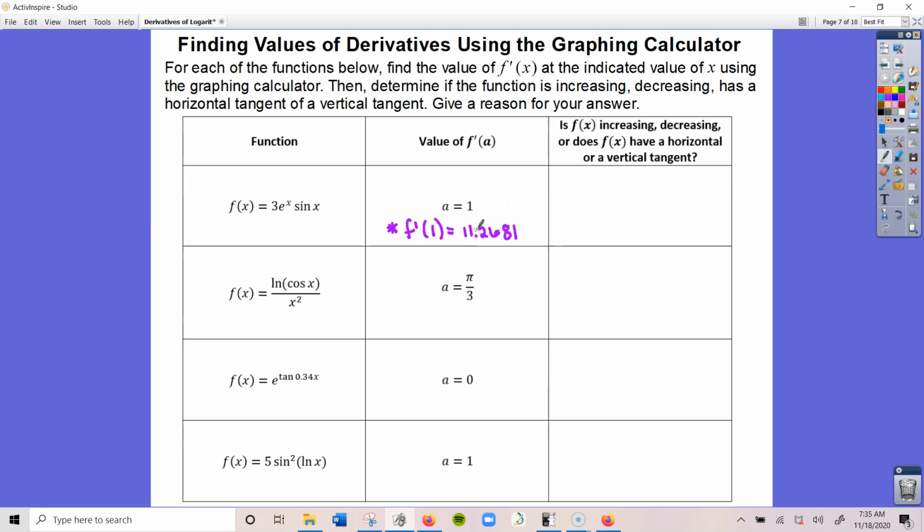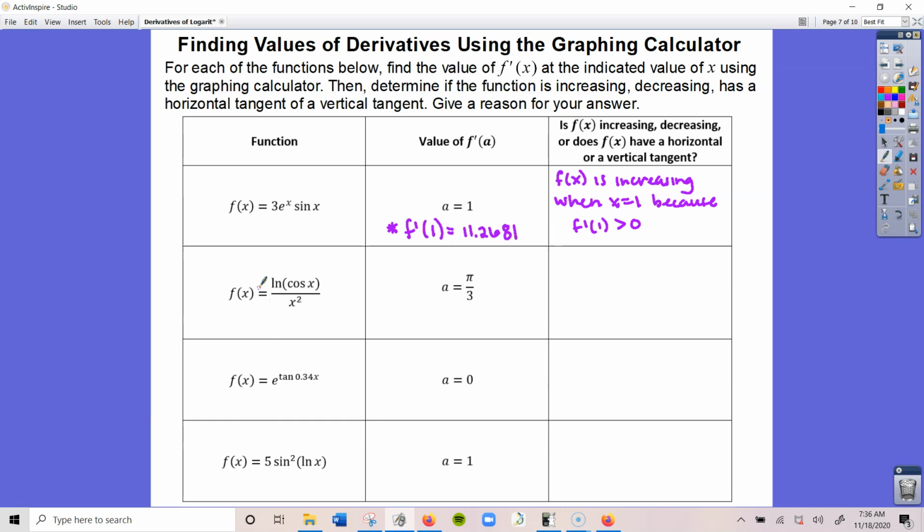Now because the derivative is 11.2681, in this chart and the last column, we're going to describe what the function is doing, whether it is increasing, decreasing, or it has a horizontal tangent or a vertical tangent. So here, f of x is increasing when x is equal to 1 because f prime of 1 is greater than 0. Let's go ahead to the next function.